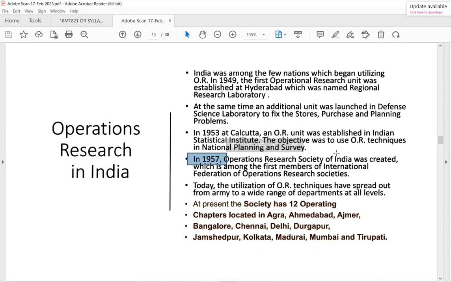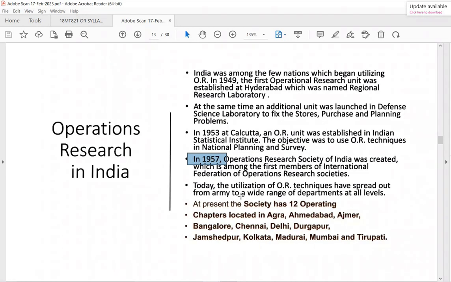In 1957, the Operational Research Society was built in India, to be part of the International Federation of Operational Research Societies. Many societies also have proper planning and execution to monitor all those things. One organization is defined for the society's application point of view.